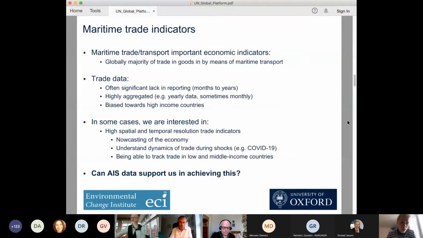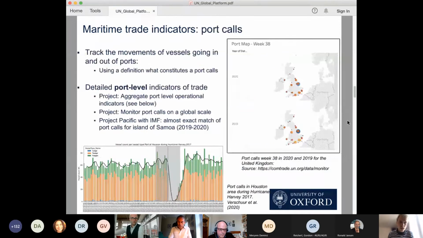So in some cases, we are more interested in these high spatial and temporal resolution trade indicators, such as to nowcast the economy, understand the dynamics of trade over time, such as during COVID, or being able to track trade in low and middle income countries because we lack the data. And the question we posed was, can AIS support us in achieving this?